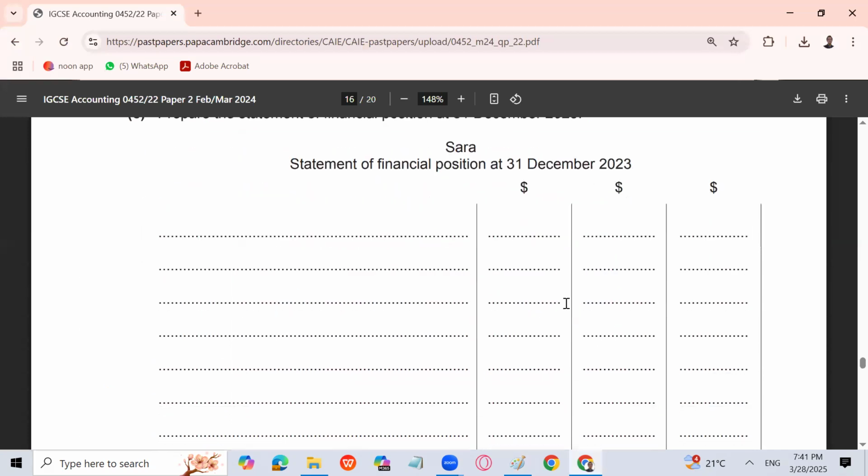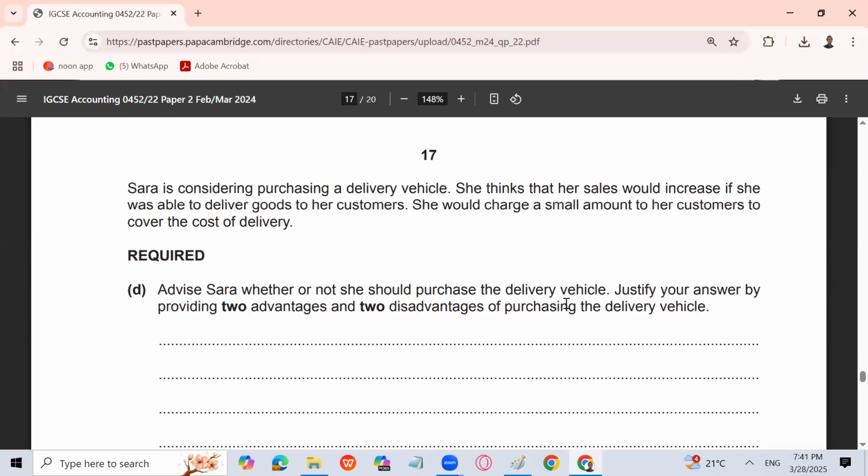Inventory account we are done. Capital account, balance sheet we are done. Now Sarah is considering purchasing a delivery vehicle. She thinks that her sales would increase if she was able to deliver goods to her customers. She would charge a small amount to her customers to cover the cost of delivery.